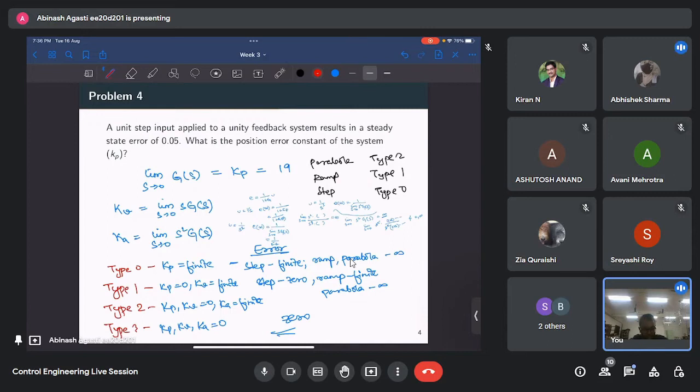Like type 0 will have a finite error for step, infinite error for anything above the step. Type 1 will have a 0 error for step, so will anything below type 1, it will have 0 error. At same level it will have finite error, at upper level it will have infinite error. So for type 2, just here finite error, here 0 error, so you can remember it like this.